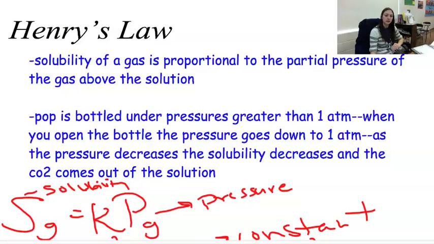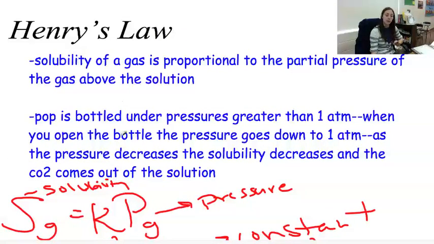Henry's law says the solubility of a gas is proportional to the partial pressure of the gas above the solution, okay? If you want your solubility to go up, you've got to have a higher pressure. Get more gas particles there, make the volume smaller, do something to make your partial pressure go up.